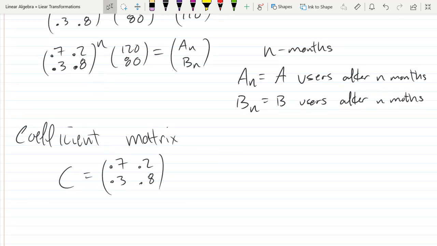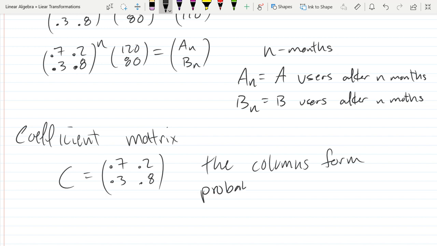If we look at the columns, the columns form probability vectors. So we look at that first column right there, 0.7, 0.3. That was 70% are going to stay, and 30% are going to leave brand A. So that was a probability on brand A. And then our second column was basically brand B, how many people are going to stay with brand B, how many people are going to leave brand B. So those are what we call probability vectors.